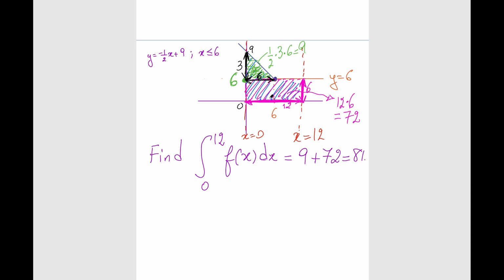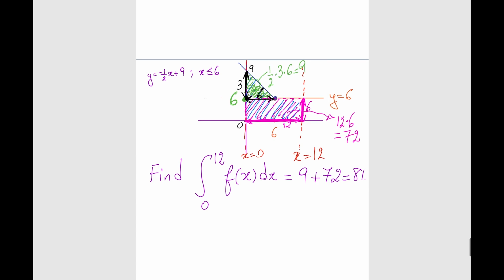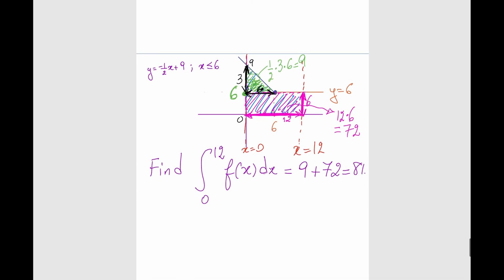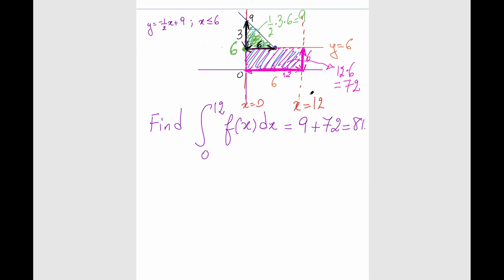So that's this. You can use the fundamental theorem of calculus to do it, even though they didn't ask us to do that. But try it on your own. You're going to split 0 to 12 between 0 to 6 and 6 to 12. Why? Because at 6, the function changes from being minus half x plus 9 to being 6. Correct? So I'll get you started. So that's an alternative approach, even though they didn't ask for it.